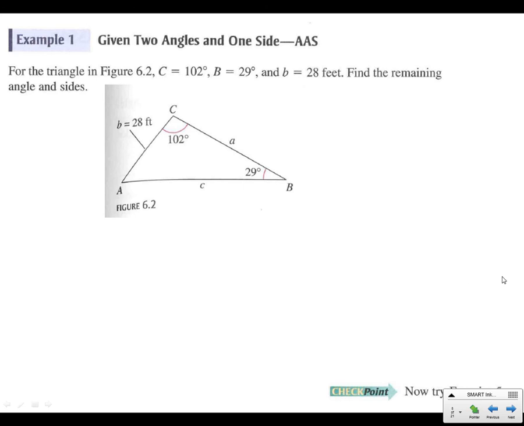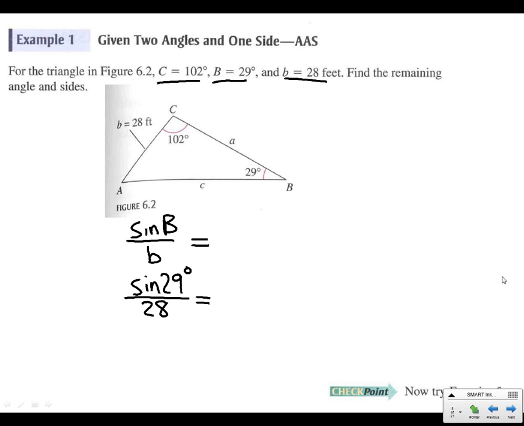All right, so let's give this a shot. For the triangle in figure 6.2, we know angle C, we know angle B, and we know side length B. Let's find everything else. I know angle B and side B, so I'm going to start with that. From the law of sines, sine B over B equals something, but let's just start with that. Sine of 29 over side length B, which is 28, equals, now I know angle C, so let's go for sine C over the side length C. So sine of 102 over side length C.